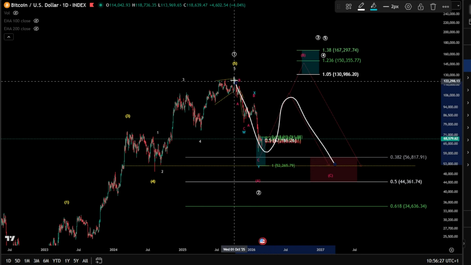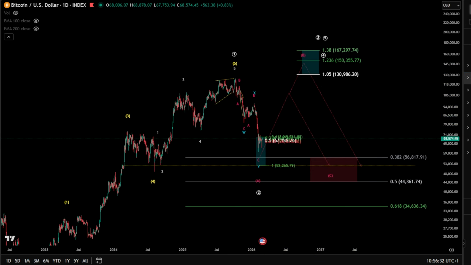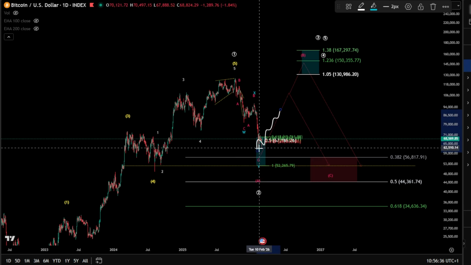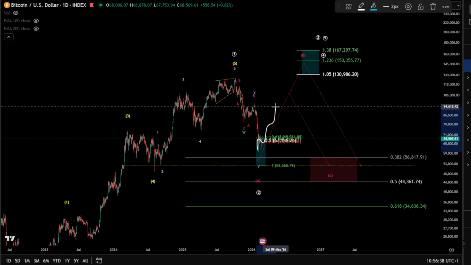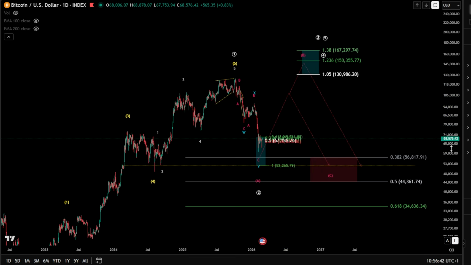So an ABC, or an A, B, and a C expanding flat can be unfolding, but only if we succeed here, the impulse, only if we see an impulse 1, 2, 3, 4, 5 formation of A, B, and a C, meaning something like a zigzag is unfolding over there for Bitcoin.